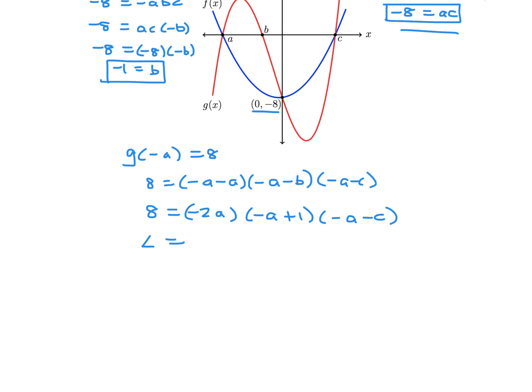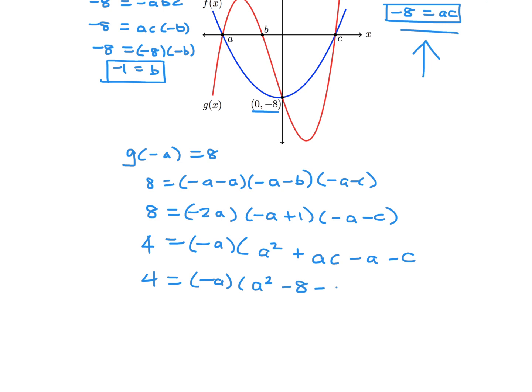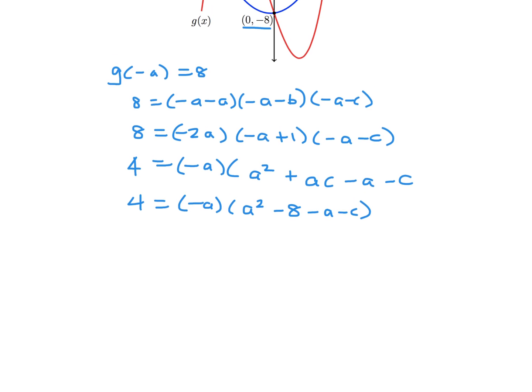Let me just get rid of that 2, so that'd be minus a, like that. And then this, if I expand this out, it'll be a squared plus, let me think about this. AC minus a minus c. Yeah. Okay, so that's when we can use that. So AC is minus 8. So this is a squared minus 8 minus a minus c.